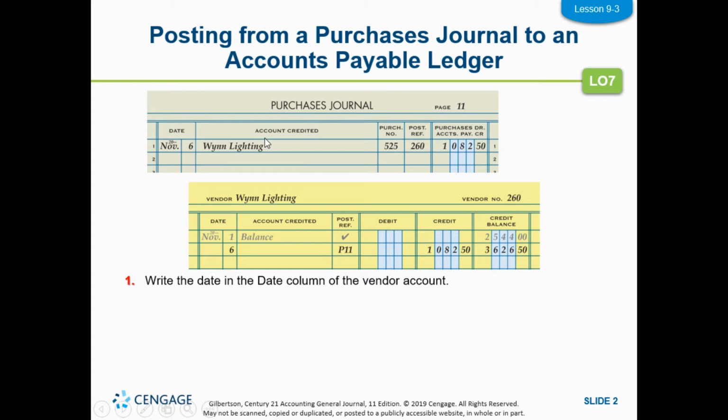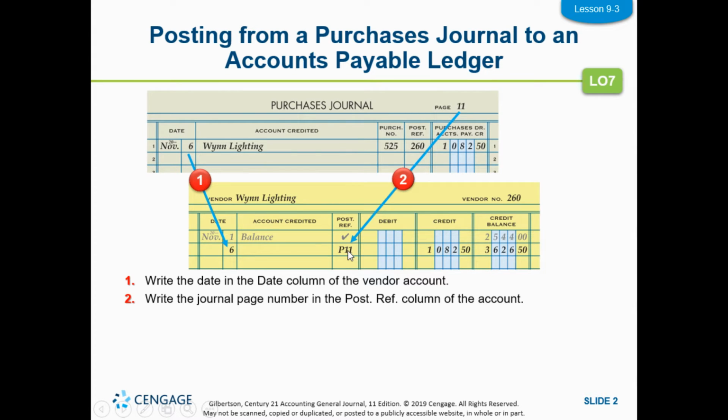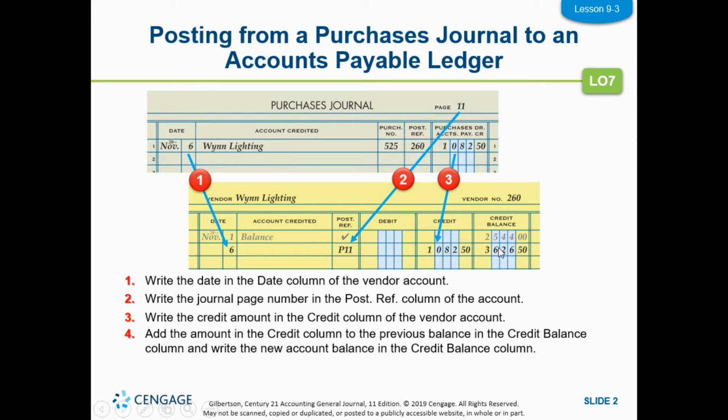So here we go. We're posting from the purchases journal to our accounts payable ledger. We have the 6th here, the date. Remember, we set up Wind Lighting before. Post reference number, page 11 of the purchases journal. We're going to put the credit amount in there as the new purchase in accounts payable. After it's all said and done, we have a new balance. We can only have a credit balance in our accounts payable ledger. We're going to have 3,626.50, which is our new balance, 2,544 plus 1,082.50. We're going to do that for each one of the transactions for our subsidiary ledger, our accounts payable ledger. So we add the amount and total it there.